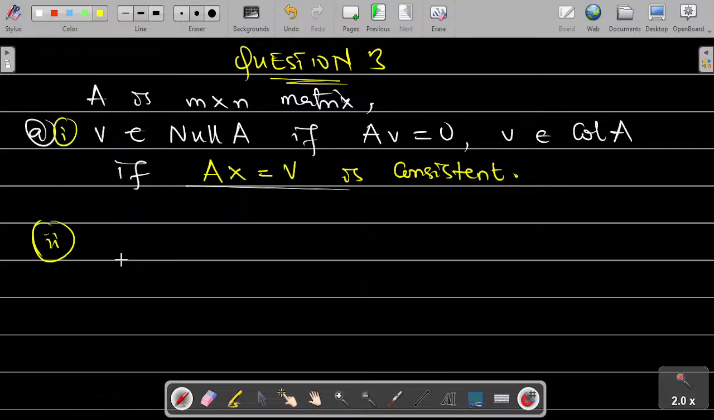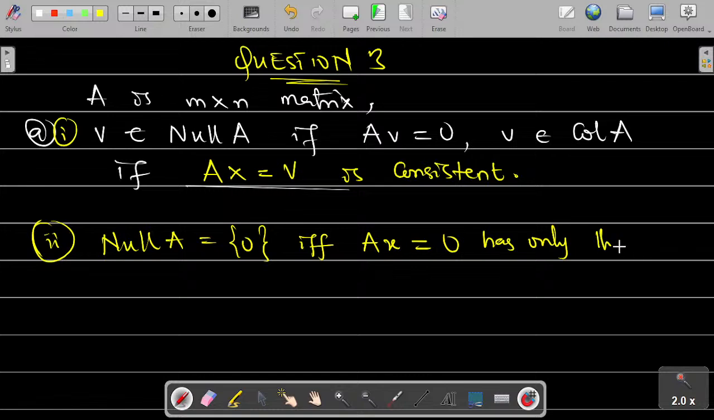Okay, so they said there that the null space of A is the zero vector if and only if, remember I'm using that abbreviation, if and only if AX is equal to 0 has only the trivial solution, and you know the trivial solution is where all your X values are equal to 0.